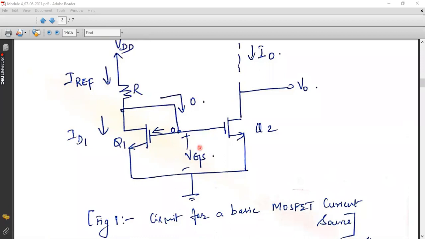And one more thing, you can see the two gate terminals of Q1 and Q2 are short circuited, and the two source terminals are short circuited, which means the voltage across gate and source of Q1 is the same as the voltage across gate and source of Q2. So I need not mention VGS1 and VGS2, because the gate source voltage of both transistors is the same.